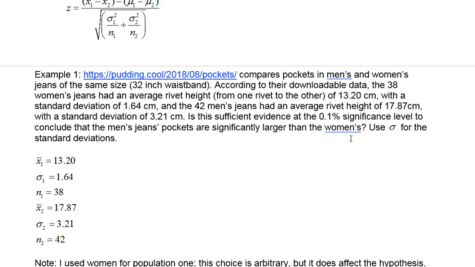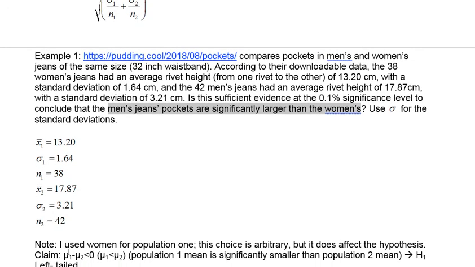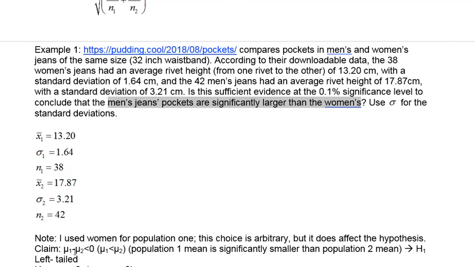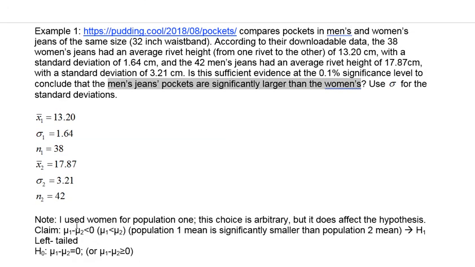the question. And then we look again at that symbolic claim. So men's jeans are significantly larger than the women's. Since I said women's is population 1, that's saying the claim mu1 minus mu2 is less than 0, right? The women's is less than the men's, which will give us, still got that left hand sign, that's going to be H1, and it's going to be left-tailed. Our H0, as before, when our claim is H1, our H0 has to have the equals in there.